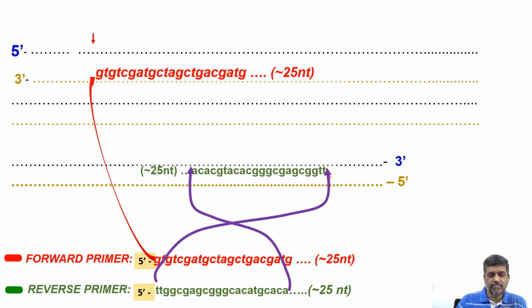Now what happens if you add the enzyme? The polymerases will do their job. Polymerase will add nucleotides to the 3' end of the primer here, and also to the 3' end of the primer here. And this happens in one polymerase reaction. You have a chain reaction, and eventually you will have a lot of such molecules.